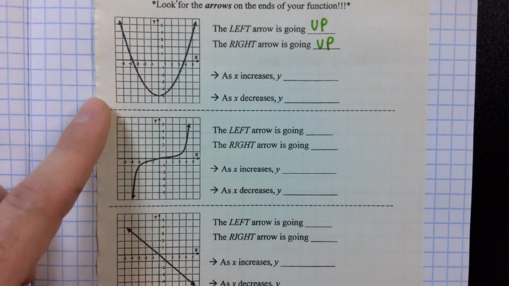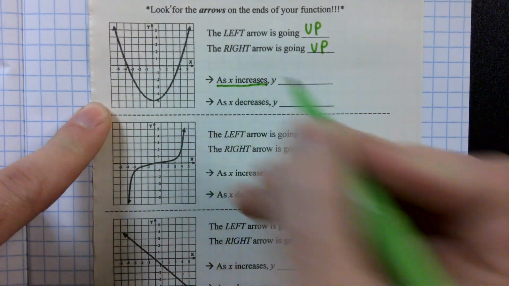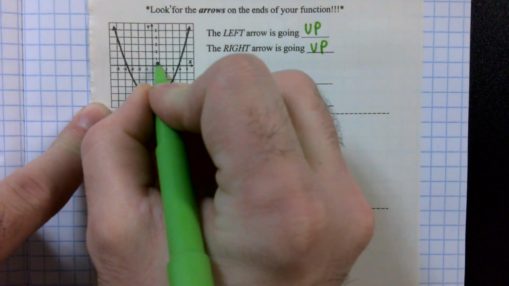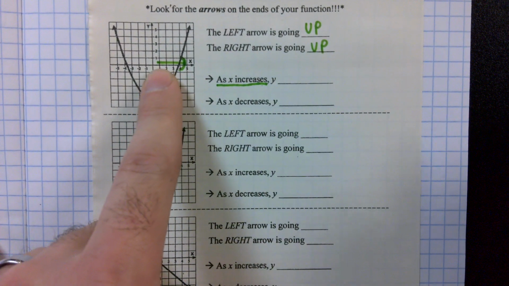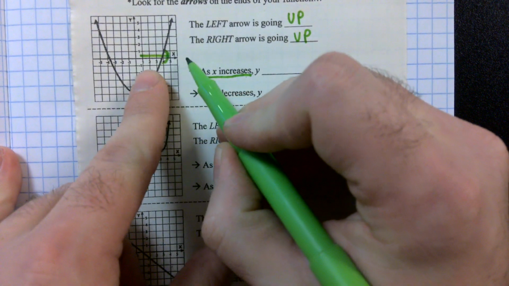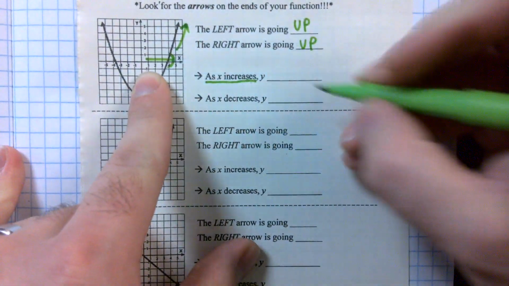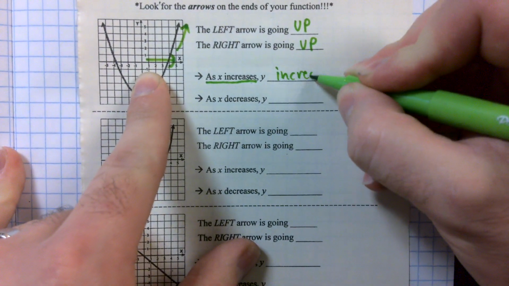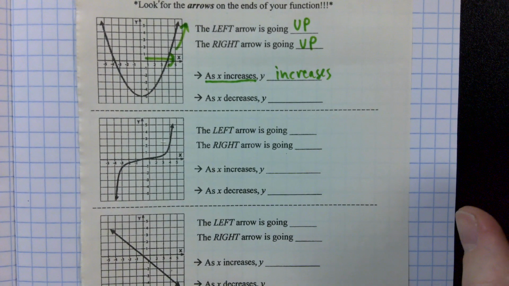So what this means, as x increases, which means as we're going to the right on my x-axis, my x values are 1, 2, 3, 4, 5. That's my x increasing, right? As my x increases, my y is also increasing because we're going up. That's how we know.